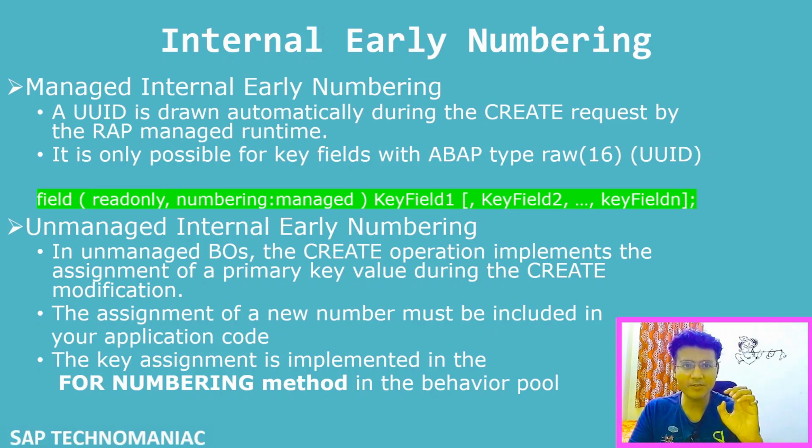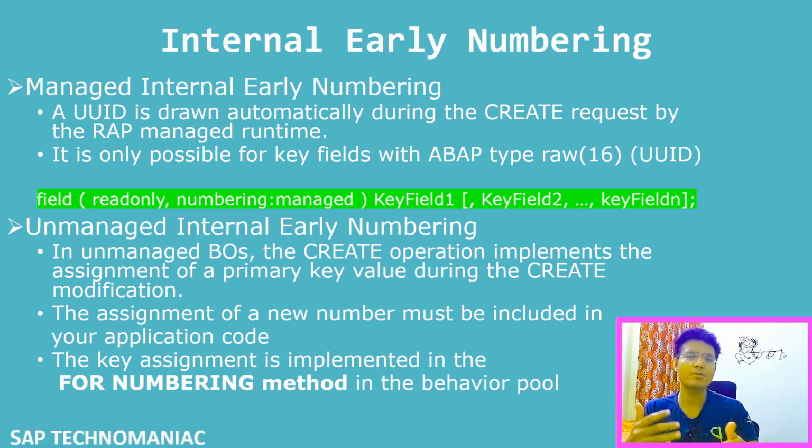Managed means the framework will take care. If you want the framework to take care of your primary key fields, then your primary key field should be of type raw 16, the universally unique identifier type. The ABAP type should be raw 16, and then only the managed numbering scenario is possible. What happens in this scenario is that as soon as your create or modify operation is executed on your BO instance, that number is automatically generated early and assigned to that particular BO instance.